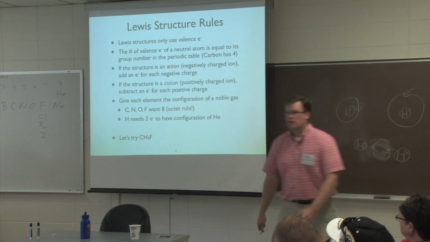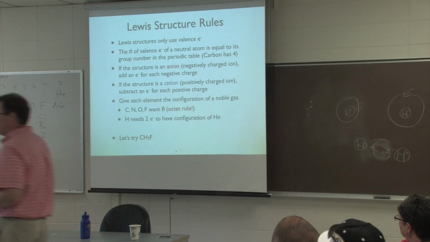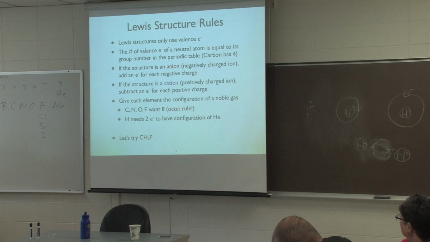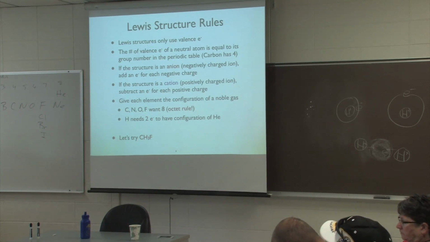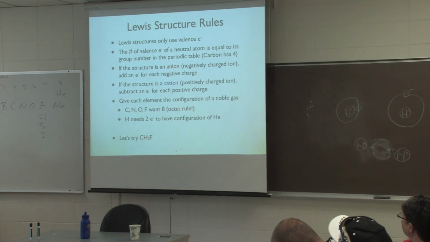All right. Now, Lewis structures are a human-made device. So these are an approach to understanding what the structure of these molecules looks like. They're not by any means going to be perfect. But Lewis structures have a number of different rules that we have to follow. Lewis structures, we already know, only use valence electrons.